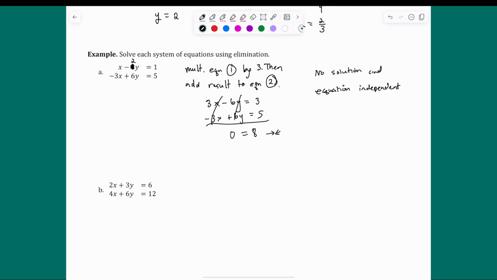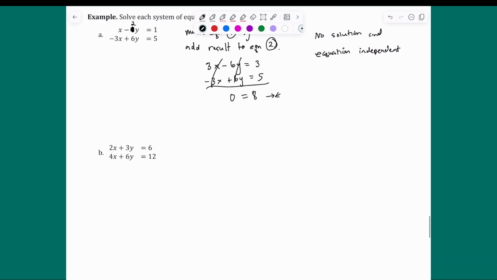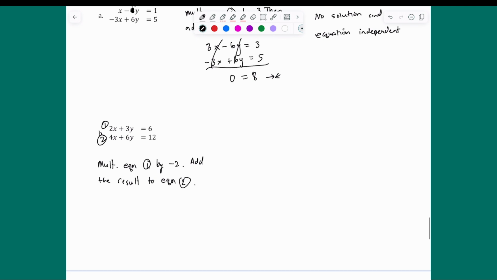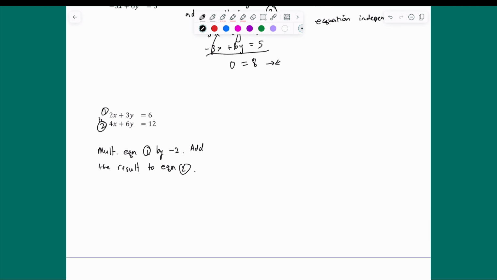Next one here, we have 2x plus 3y equals 6, 4x plus 6y equals 12. Okay, so for this one here, I'm going to call this equation 1 and 2 here respectively. We're going to multiply equation 1 by a negative 2. So I could try to eliminate x. And I'm going to add the result to equation 2. Alright.